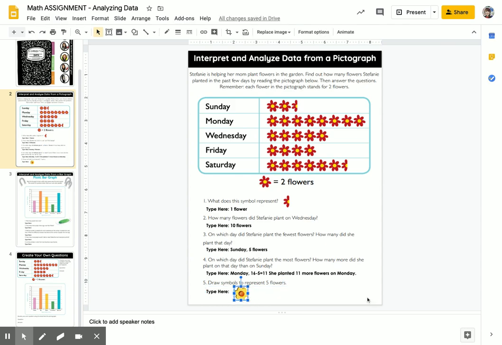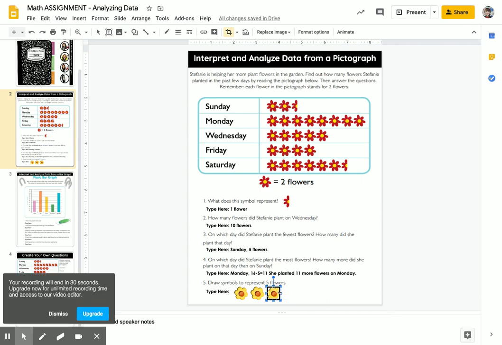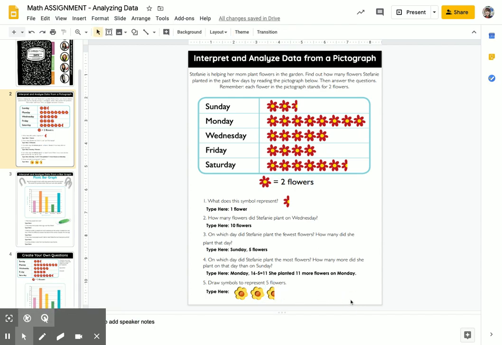So then I will copy that and I will get 4 flowers, copy and paste. And then I'm going to do another one. That's going to give me 6, but I'm going to show you how to make it a half. So click on it 2 times and you get these black lines. You're cropping an image, cut it in half. And there you go. You have 5 flowers.